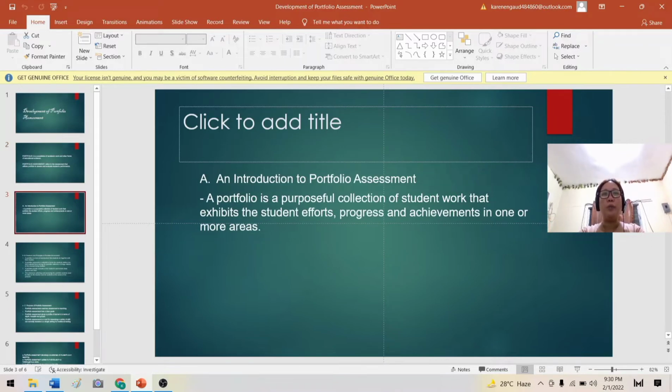Introduction to portfolio assessment. A portfolio is a purposeful collection of student work that exhibits the student efforts, progress, and achievements in one or more areas. It enables students to reflect their real performance and to show their weakness and strong domain and to observe students' progress during the learning process, and also encourages students to take responsibilities for their own learning.